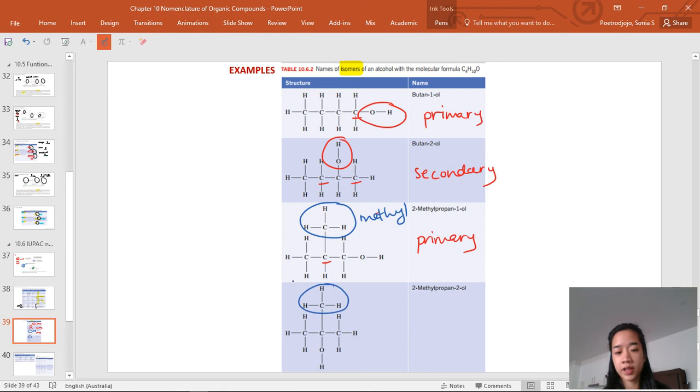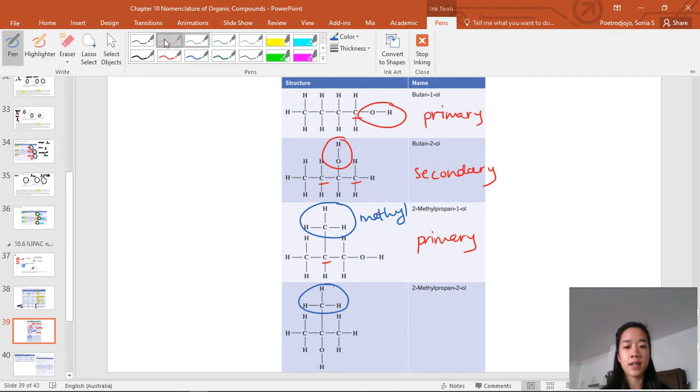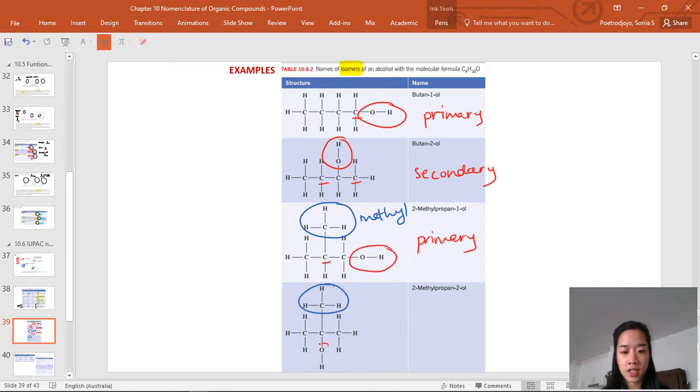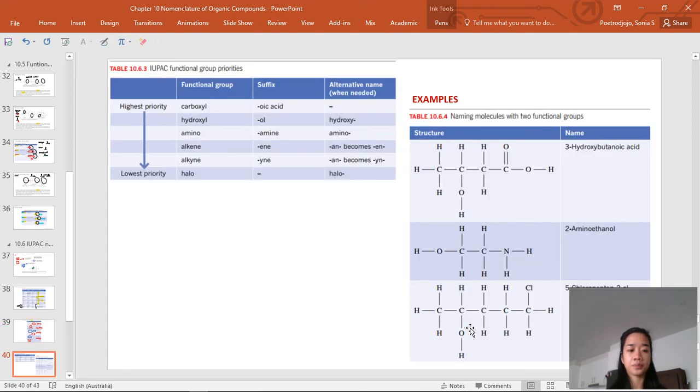And here we've got that same functional group, but OH has changed positions. It's here, and it's actually now tertiary. So we can see how we can have lots of different isomers from the molecular formula. And you need to be able to do this in the exam.